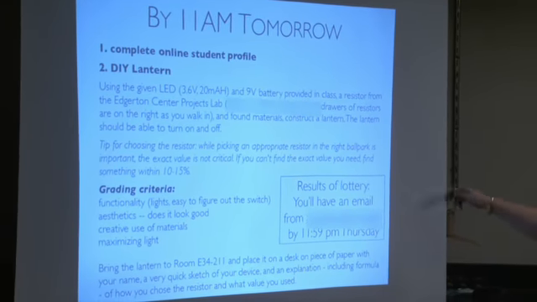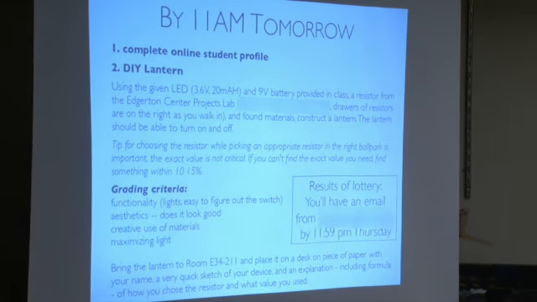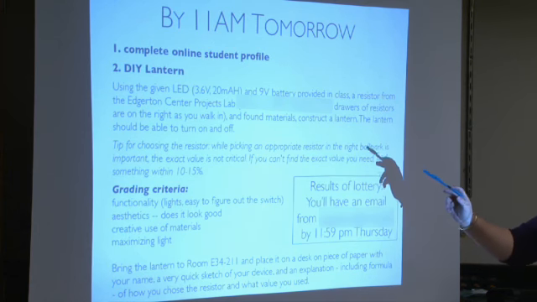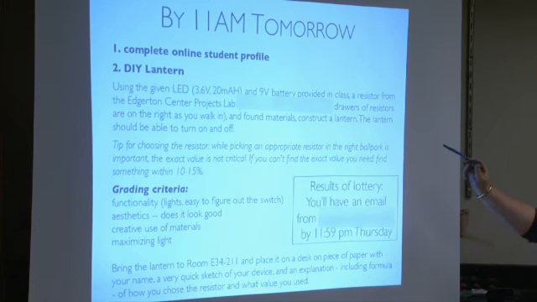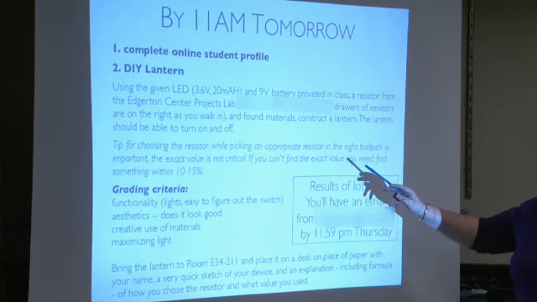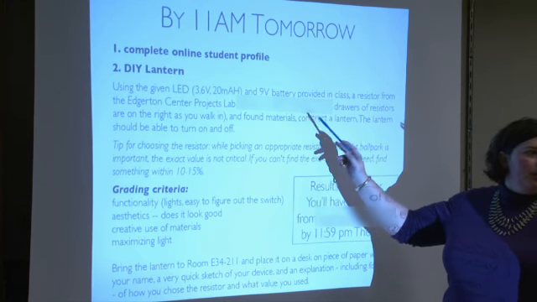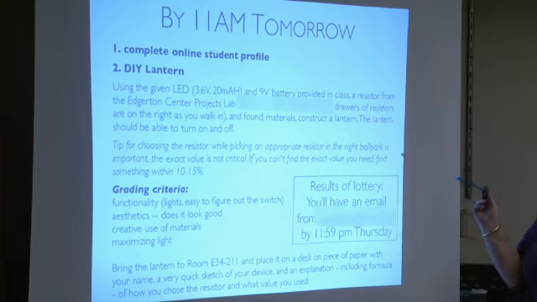And the other thing is a DIY lantern. So I'm going to give you all an LED and a 9-volt battery. You can pick up a resistor, and you need to figure out what resistor you need from the Edgerton Center. And this is all online too, but it's room 409. This is the combo. The resistors are on your right, so you need to figure out what your resistor is.